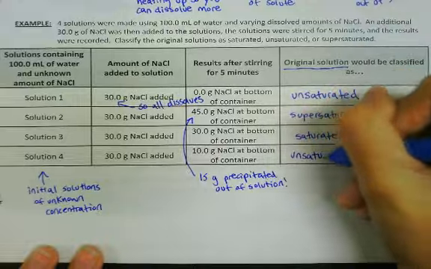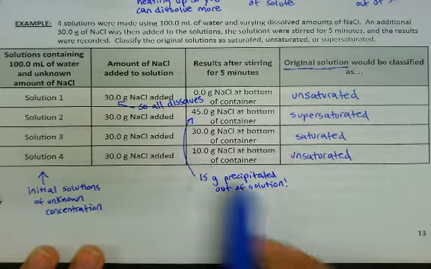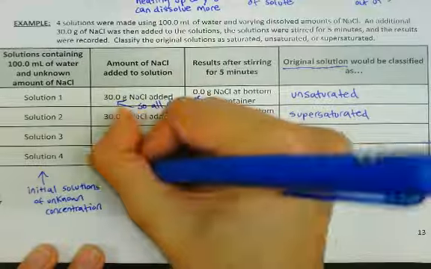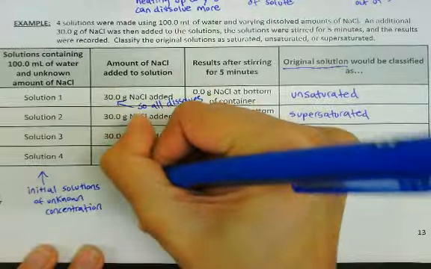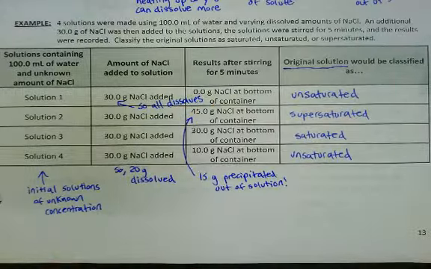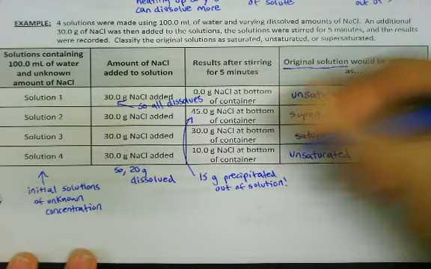Unsaturated. Why do you say that? How much dissolved, y'all? 20 grams. So 20 grams must have dissolved. If 20 grams dissolved, there was still room in that solution to dissolve more. So our original solution must have been unsaturated.